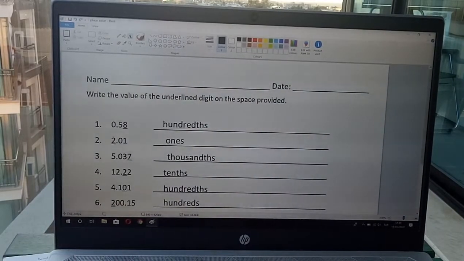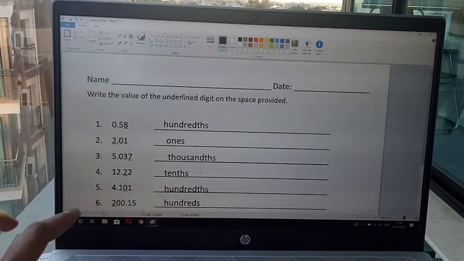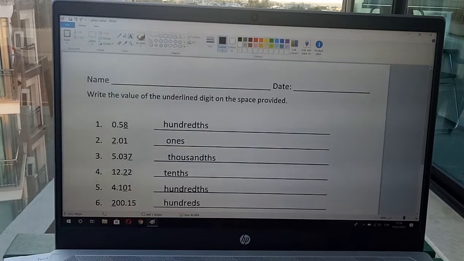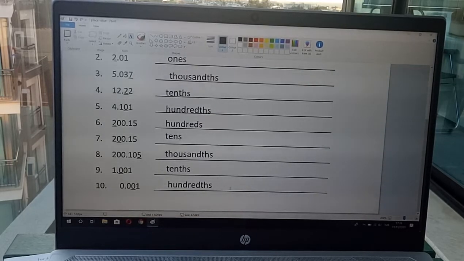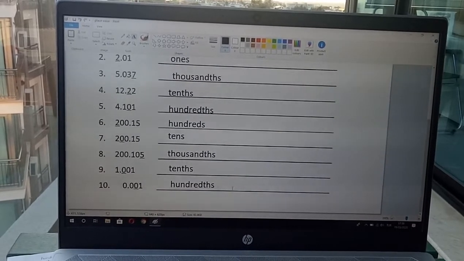Hundredths, ones, thousands, tenths, hundredths. Number 6, hundreds. Number 7, tens. Number 8, thousands. Number 9, tenths. And number 10, hundredths.